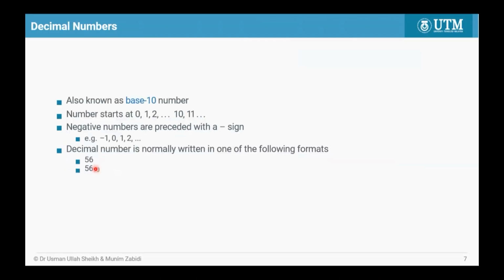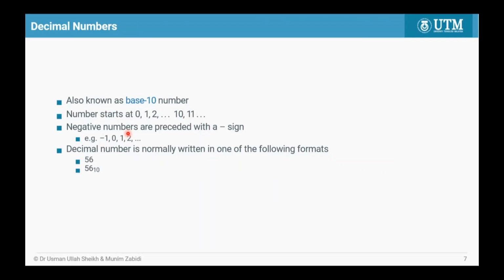So let's look at the decimal number. What does the decimal number look like? The decimal number is also known as a base 10 number. This number system has 10 digits, starting from 0 until 9, and it will continue with 10, 11, 12 until 19 and continues. So this is the number that we always use in our daily life. The decimal number has negative numbers as well. The negative numbers are preceded with a negative sign. So this one here belongs to negative numbers.